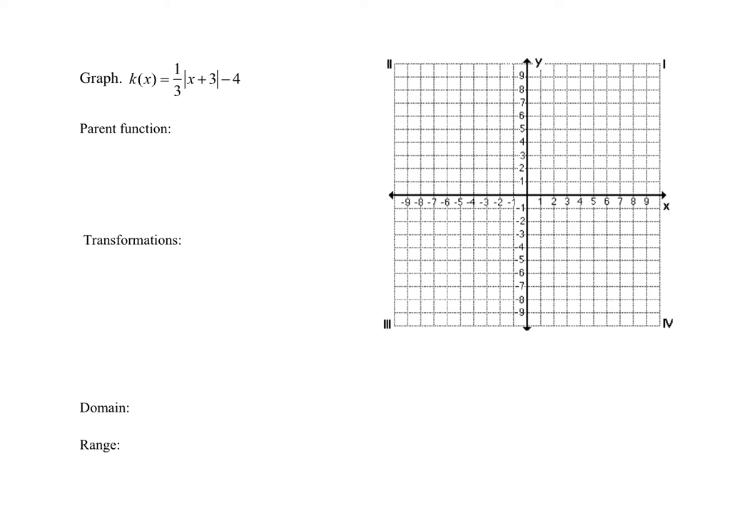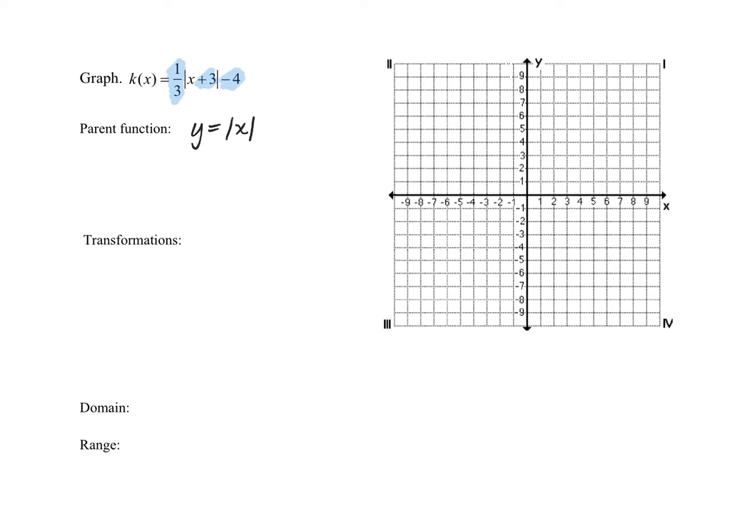So imagine taking away the 1/3 in front and the plus 3 inside of the absolute value and the minus 4, which are all going to create transformations. If we strip those values away, what's left is going to be our parent function. So our parent function will be y equals the absolute value of x.